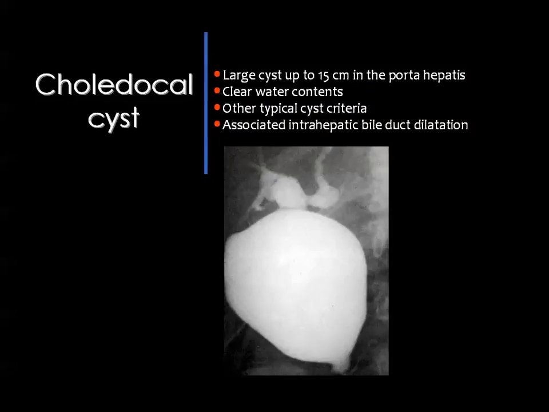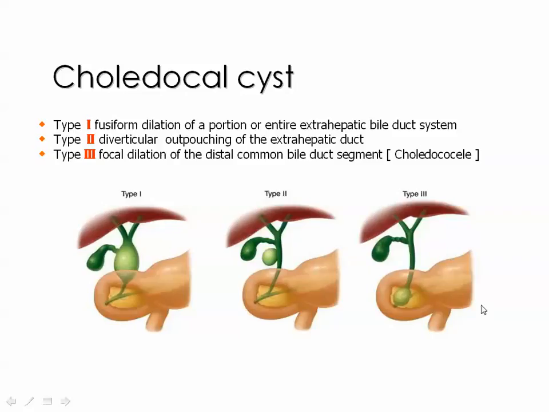Choledochal cyst is a congenital abnormality affecting the common bile duct, and you have many types of this choledochal cyst. And this is just a drawing or diagram to show the different types of choledochal cyst you can see in clinical practice.